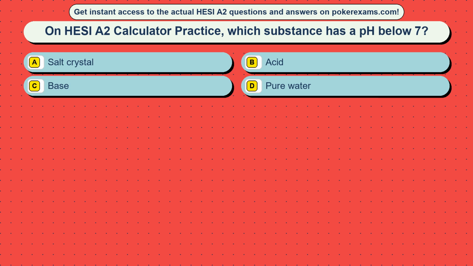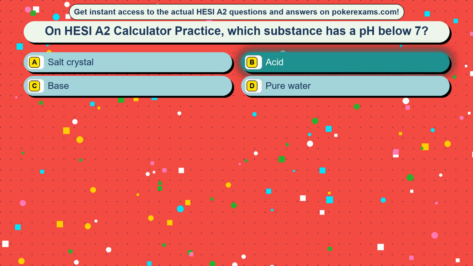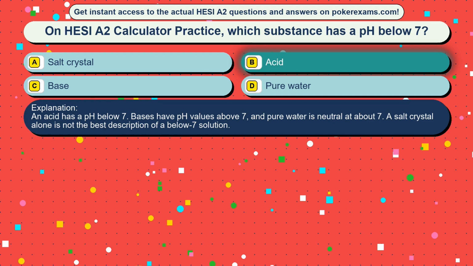Question 4. On HESI A2 Calculator Practice, which substance has a pH below 7? Option A salt crystal, option B acid, option C base, option D pure water. The correct answer is option B, acid. An acid has a pH below 7. Bases have pH values above 7, and pure water is neutral at about 7. A salt crystal alone is not the best description of a below 7 solution.